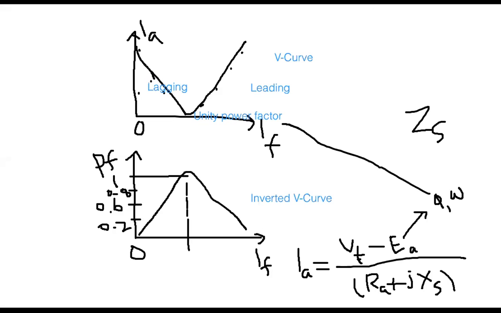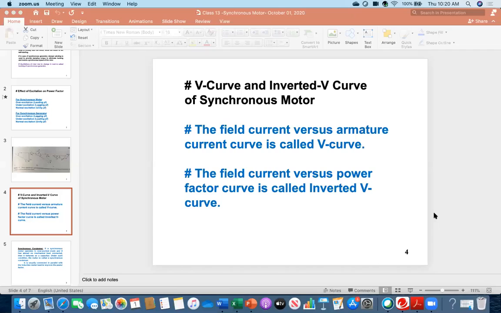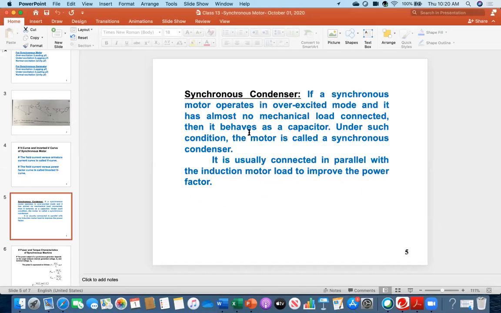Okay, so moving forward, there is another interesting thing. We covered this. You look this up: synchronous condenser. We are studying the synchronous motor, but a synchronous motor is also called a synchronous condenser under a certain condition. Synchronous condenser means synchronous capacitor. This means that a synchronous motor can fully work as a capacitor.